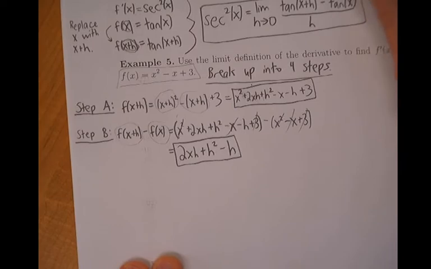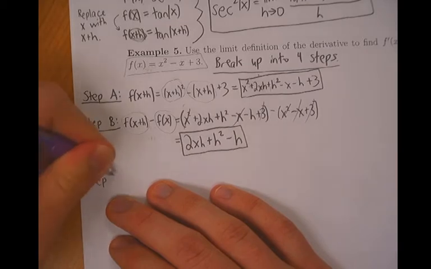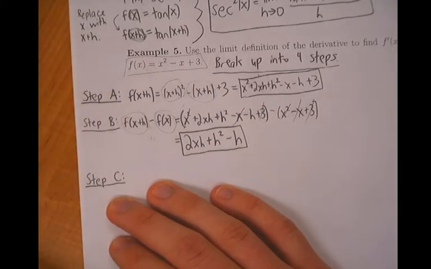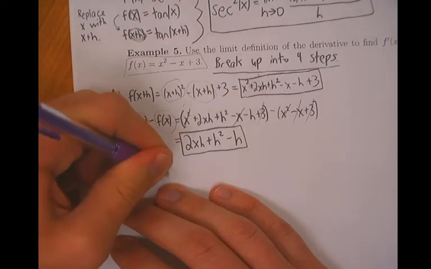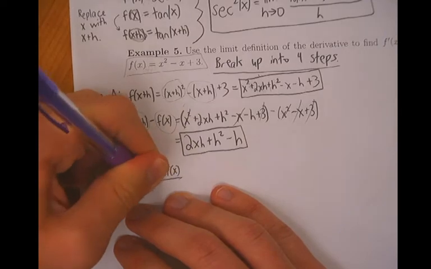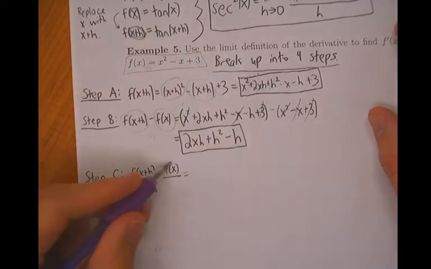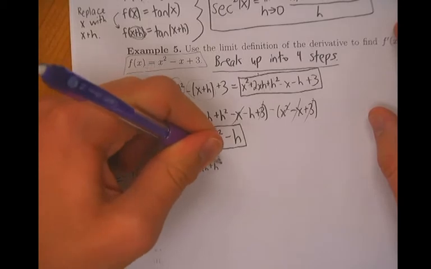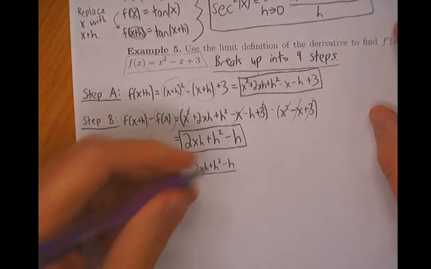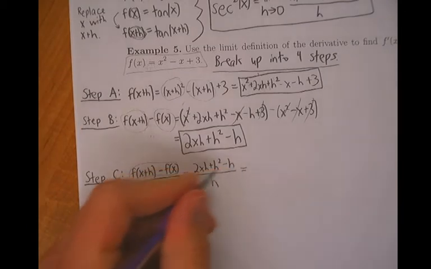Now let's go ahead and use that to find the actual difference quotient. So step C, f of x plus h minus f of x divided by h. The good news is that not only do we know what the numerator is from step B, but if you notice, all three of the terms of the numerator have a common factor of h on them, right? So taking that into account, how can we use that to simplify this fraction here?